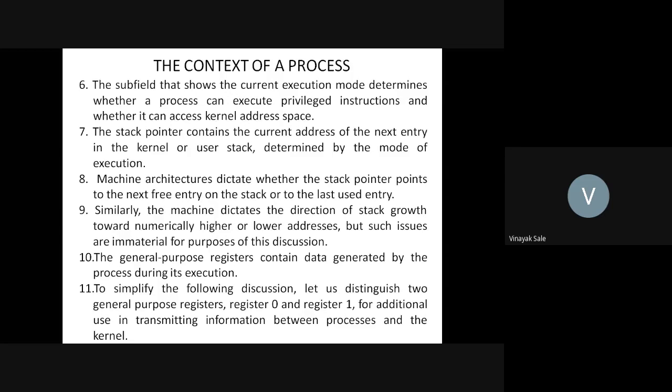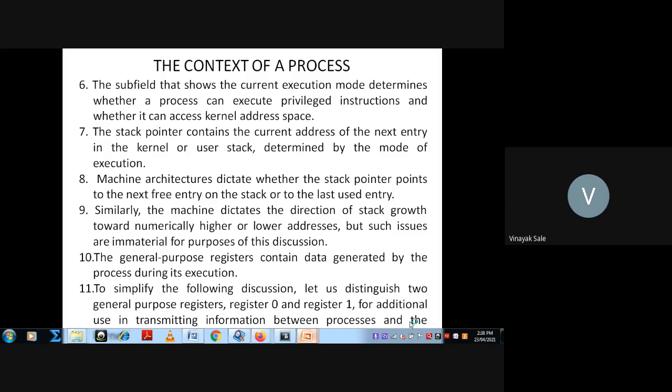The general purpose registers contain data generated by the process during its execution. To simplify this discussion, let us distinguish two general purpose registers, register 0 and register 1, used for transmitting information between the process and the kernel.